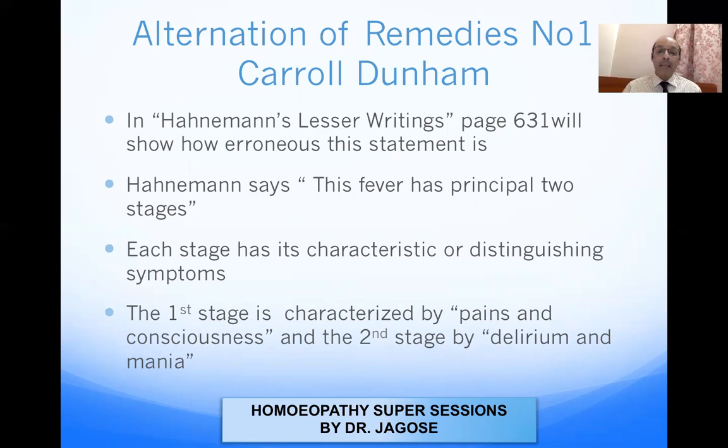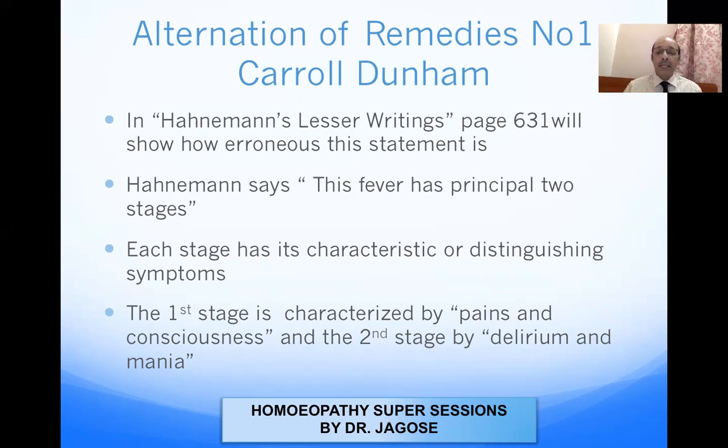Hahnemann says the fever has two principal stages. So Hahnemann was very clear. He said that typhus or hospital fever definitely had two clear stages. Each stage had its own characteristic or distinguishing symptoms, its own PQRS, so that we could individualize the case.